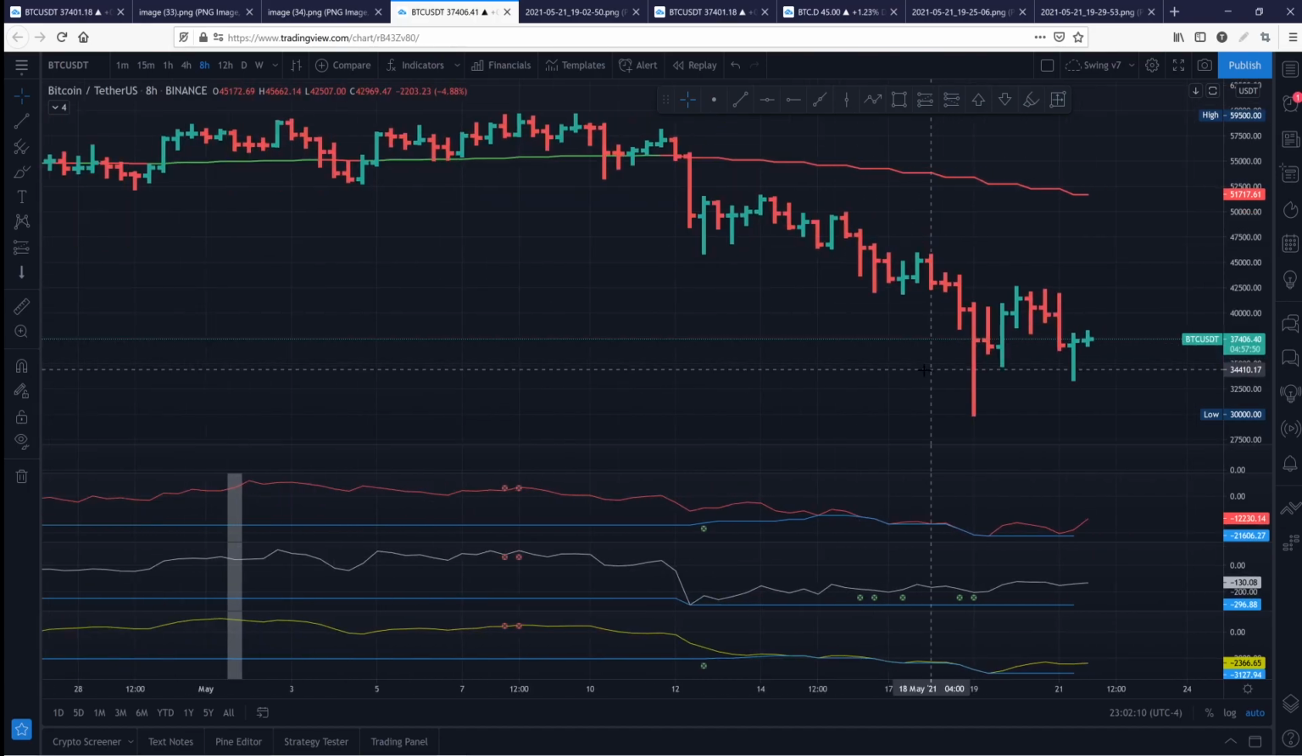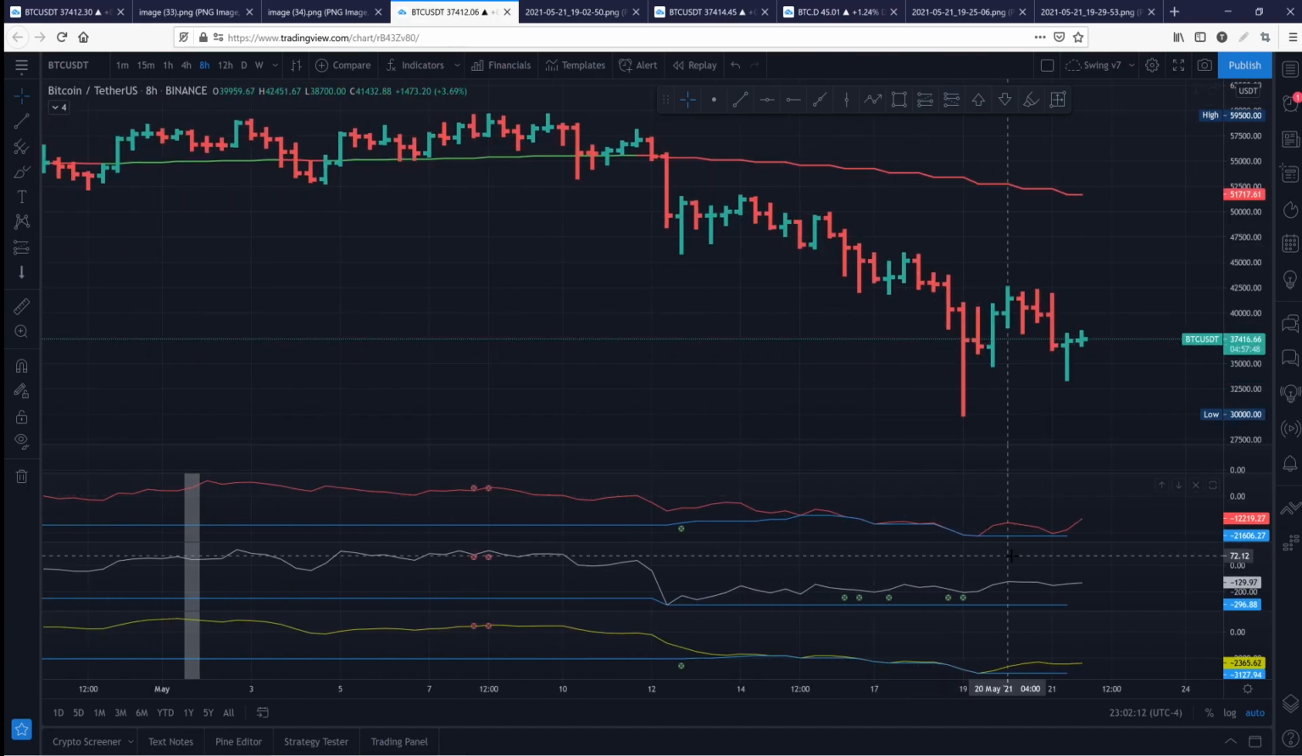But the promising thing about this decline has been divergence. This is a CCI. Back on the 12th, we set a new low. And since then, we've had lower lows in price, but the oscillator CCI has been trending upwards. So we've set continually lower lows in price, but not lower lows on the CCI oscillator, the commodity channel index.